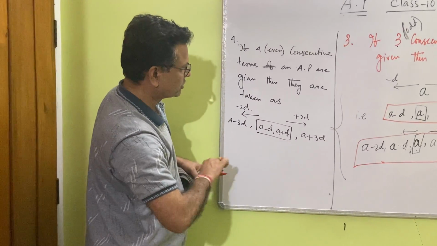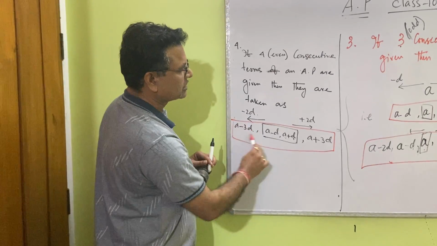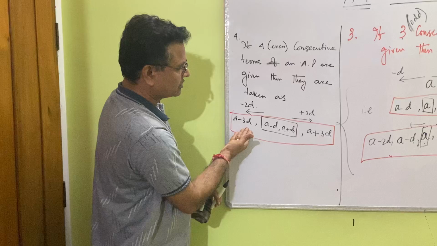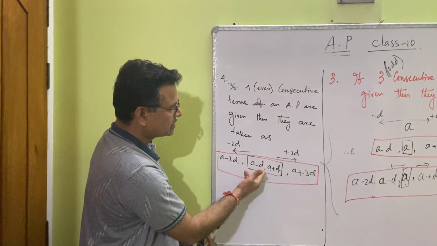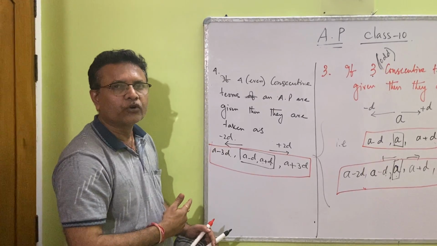Again you see the beauty. What is the important thing? If I add all these terms, all D's will get cancelled. Plus 3D minus 3D cancelled. Plus D minus D cancelled. So the result will be what? If I add, I will get 4A.